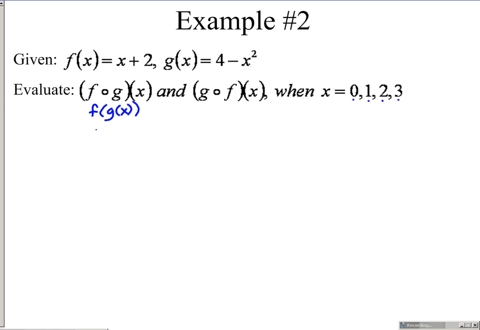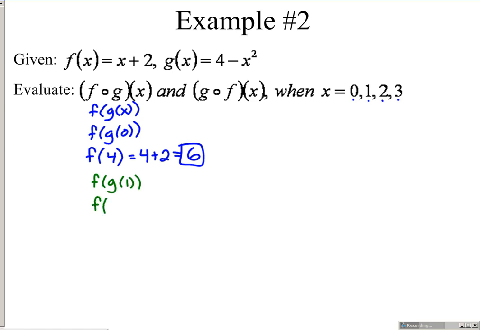So I'm finding f of g of 0. G of 0, plug 0 into my g function. We get 4 minus 0, which is 4. So now we're evaluating f of 4, plug 4 into the f function. We get 4 plus 2, which is 6. Find f of g of 1. So I'm first finding g of 1, plug 1 into our g function. We get 4 minus 1 is 3. Now f of 3 is 3 plus 2, which is 5.